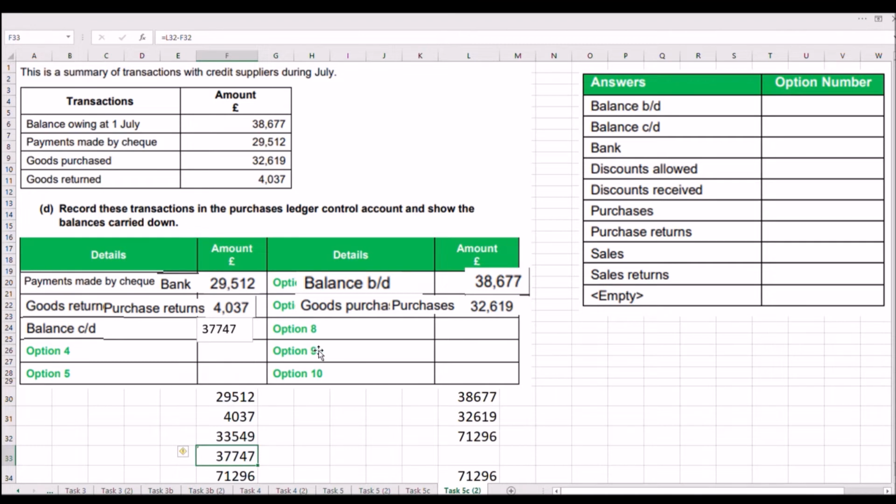I mean, what about the brought down figure over here? That would have been quite a good way of doing it there. So you always be careful a little bit with the dates in terms of what it is going for, carried down or brought down. And that's the end of this question.